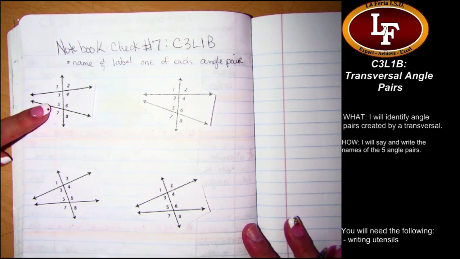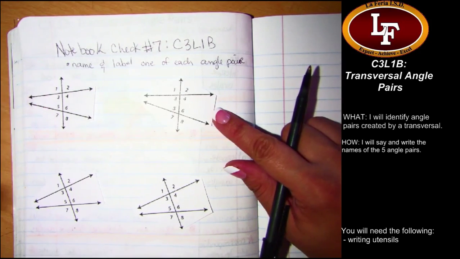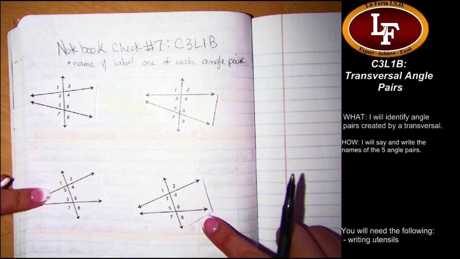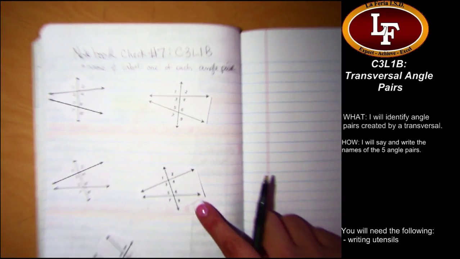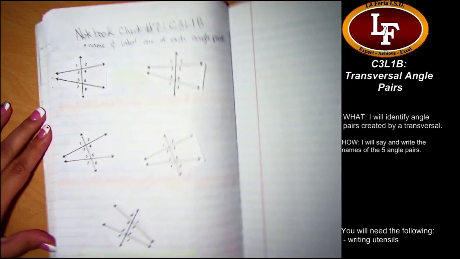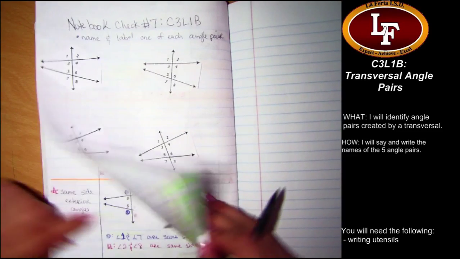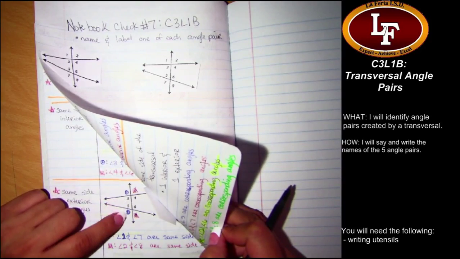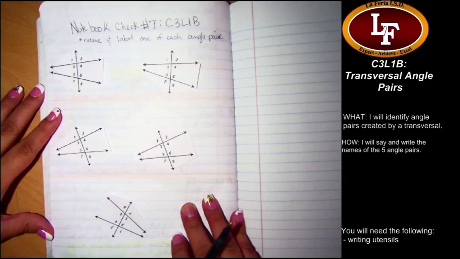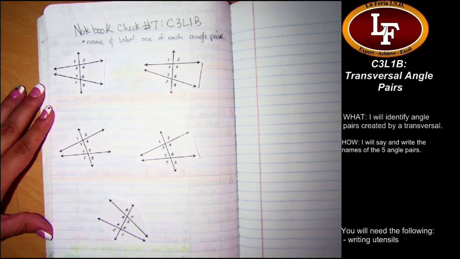So this one can be same side interior. This can be alternate interior. Same side exterior. Alternate exterior. And the bottom one can be corresponding. All you have to do is name which one you're going to draw. And then just like here, well, all we did was mark the angle pairs. You just need to mark 1. Some of them have 2, some of them have 4. I only need 1. Okay?